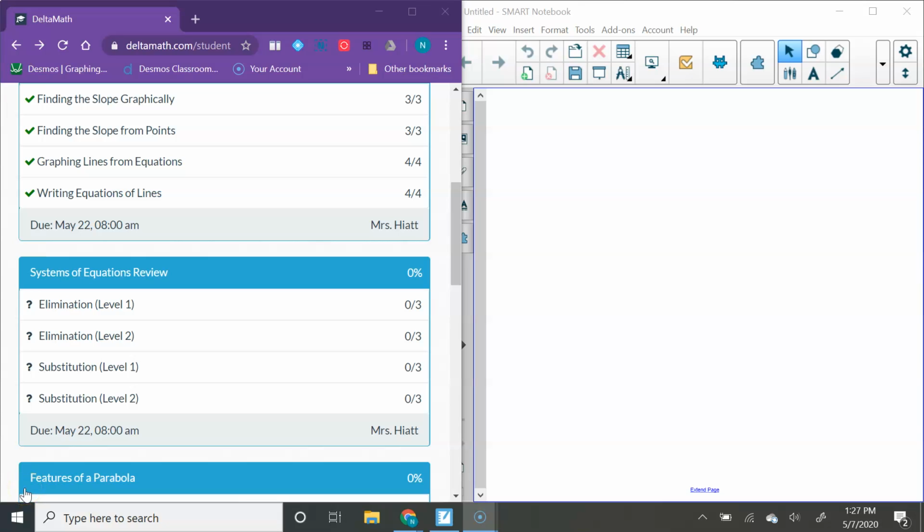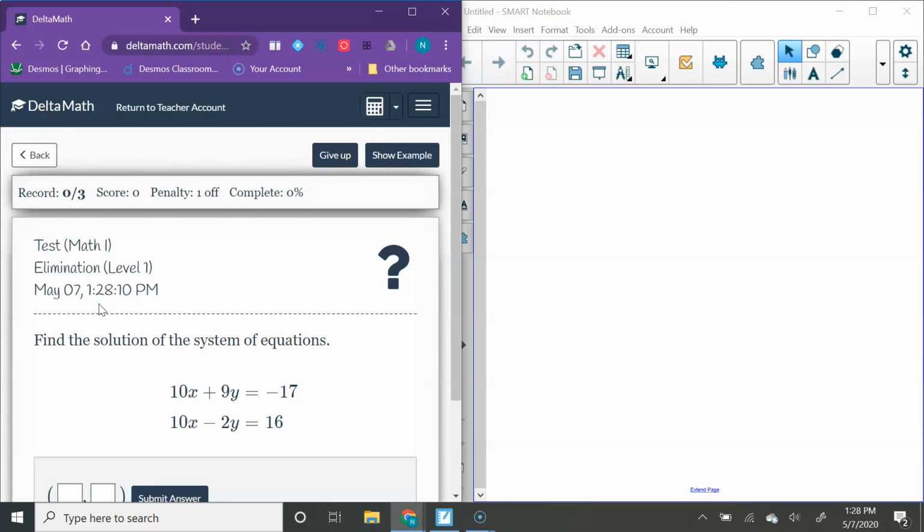Alright, in this video we are going to go over how to do systems of equations, and there are two types of systems of equations problems we are going to look at: elimination and substitution. Systems of equations is when we have two equations and we are trying to find the point that makes both of those true. If you're thinking about the graph, it's the point where the two graphs cross.